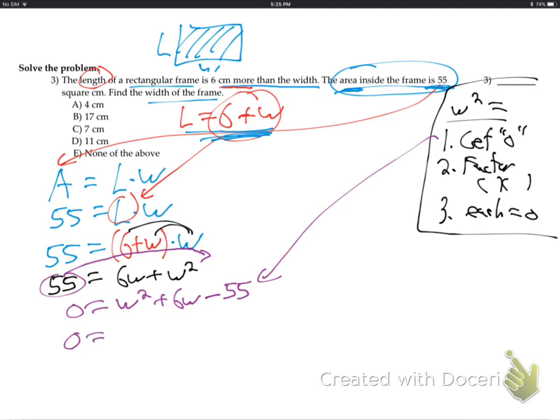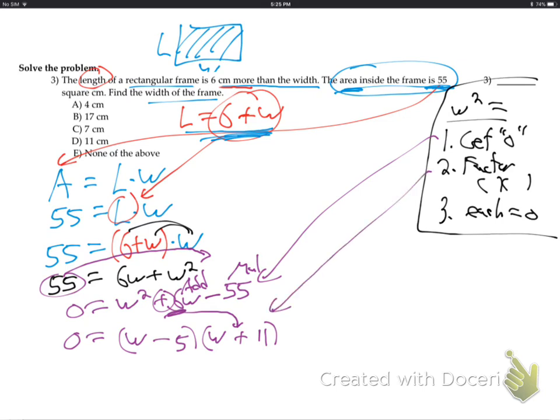Step 2, factor. Remember how to factor this one with the 2 parentheses? What multiplies and what adds? You always multiply to be the back number. So what times what's 55? 5 times 11. Right? And how does it add to be 6? The sign that's in the middle always goes on the bigger. Plus on the 11, minus on the 5. All right? And so that's step 2, factor.